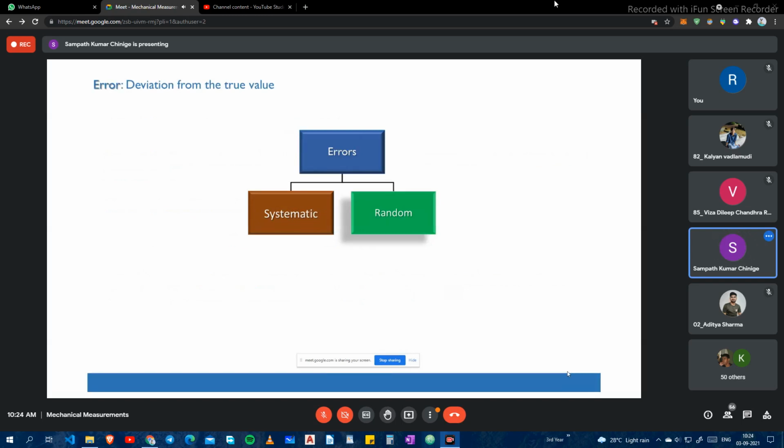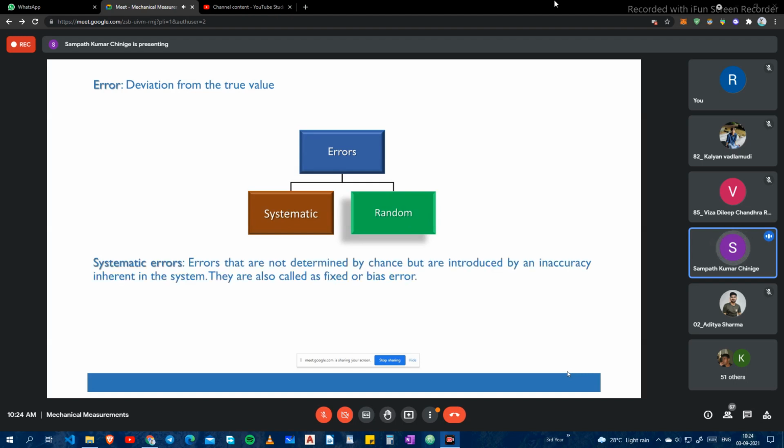As we have seen, error means deviation from the true value. These are two very similar terms. Deviation of the measured value from the true value is nothing but your error. We classify errors into two types. One is the systematic error, and the second one is the random error. Basic errors are classified into two types: systematic or fixed errors, and random errors. Let us look at what a systematic error and a random error are.